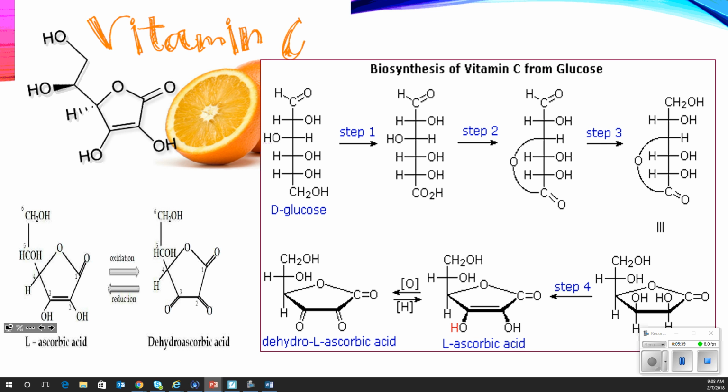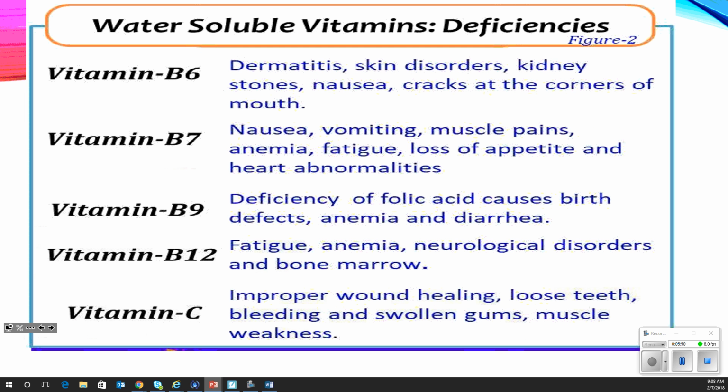We can actually get vitamin C from glucose. So you can sort of see the synthesis there of L-ascorbic acid, dehydroxyl. So what happens when we're deficient in some of these B vitamins and C vitamins?